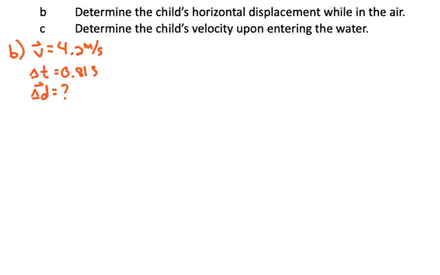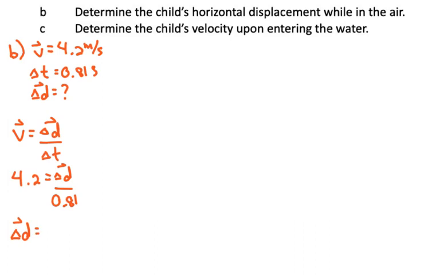Because the speed is constant, we can use one of the simpler formulas. Substituting in V 4.2, delta D we don't know, and T 0.81. Cross multiplying again with 2 sig figs, we'll get 3.4 meters.